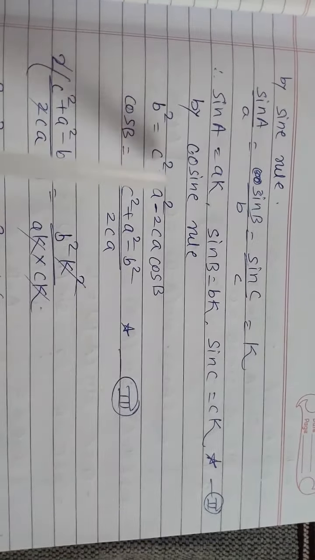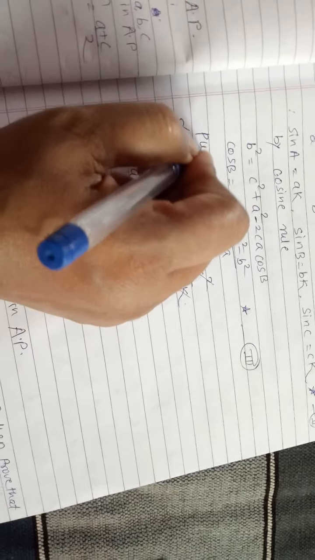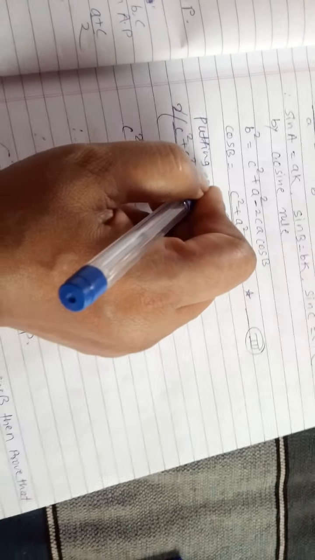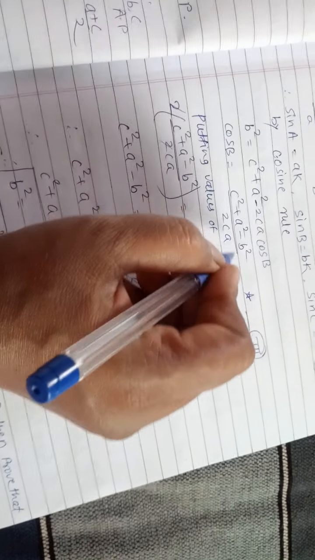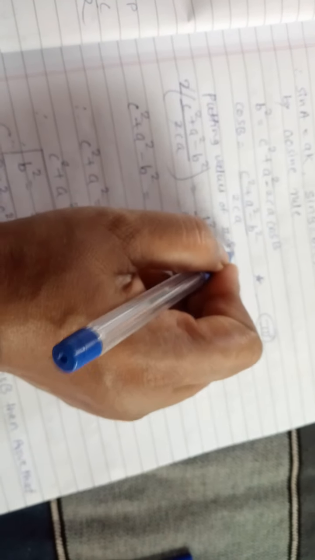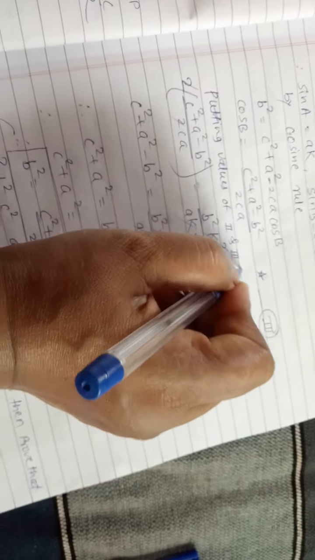So we consider this as a third equation. Now here we are going to put down the value. See the first equation, putting the values of second and third in 1. So what is the first equation?